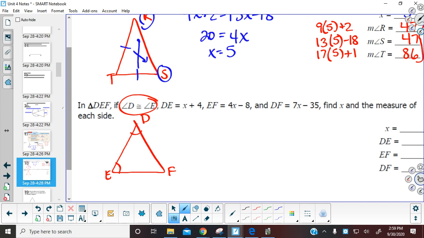So I'm going to pause this. I'm going to let you label your congruent sides and solve for x. And then we'll go from there and check to make sure that you guys are correct.